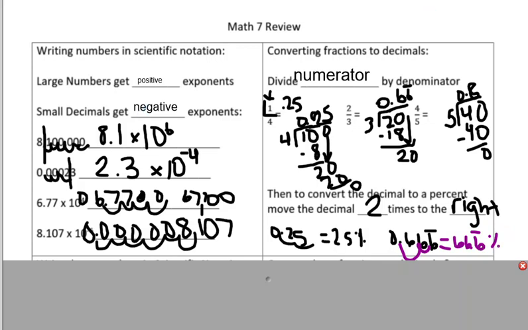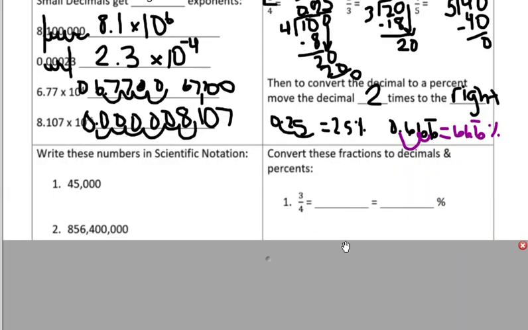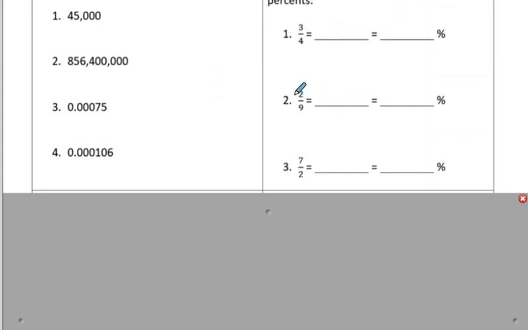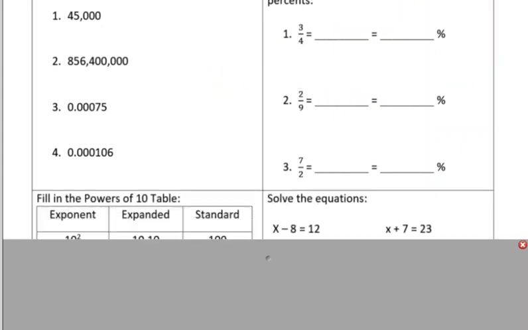All right, so now you can go ahead and do the section below this, convert these fractions, and once you have these 2 sections done, just raise your hand and we will come and check. So go ahead and pause the video.